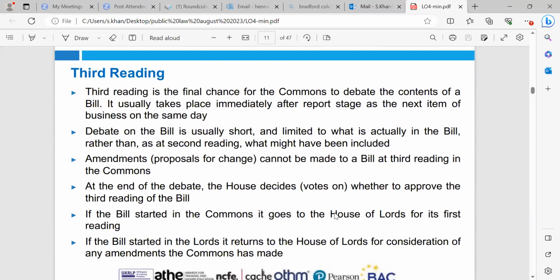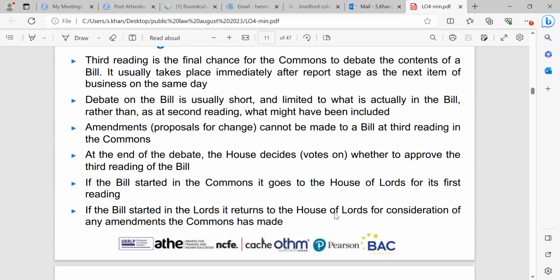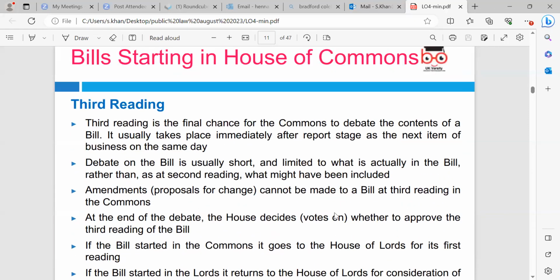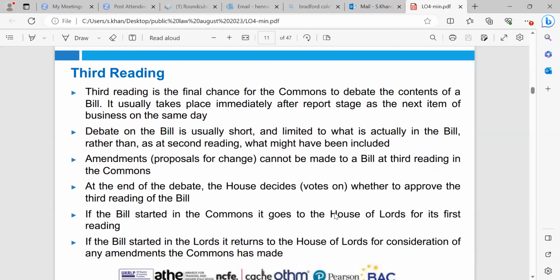The third reading is the final chance for the Commons to debate the contents of the bill. It usually takes place immediately after the report stage as the next item of business on the same day. Debate on the bill is usually short and limited to what actually is in the bill, rather than, as at second reading, what might have been included. Amendments, again proposals for change, cannot be made to a bill at third reading in the Commons, because it should have all been done at the start, okay? In the second reading, the committee stage.